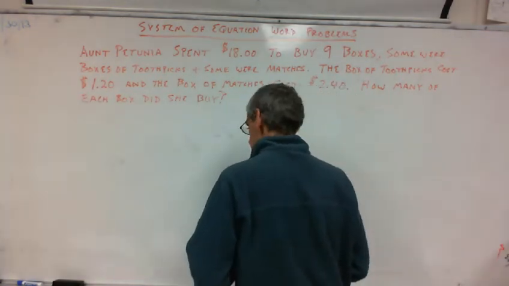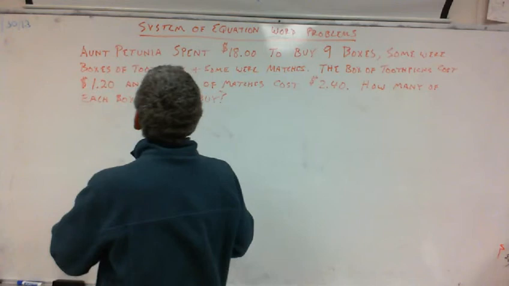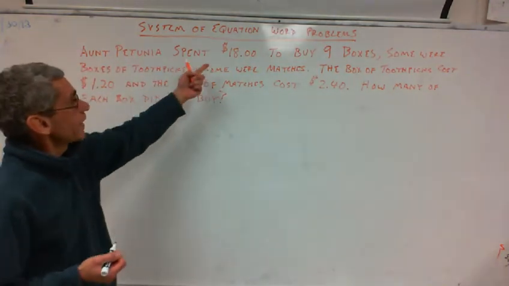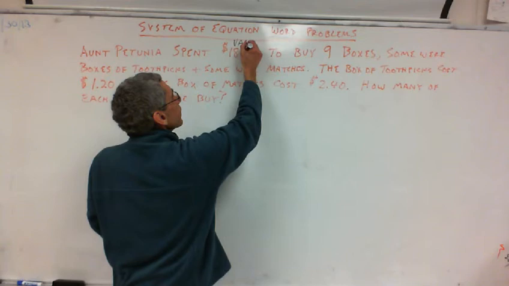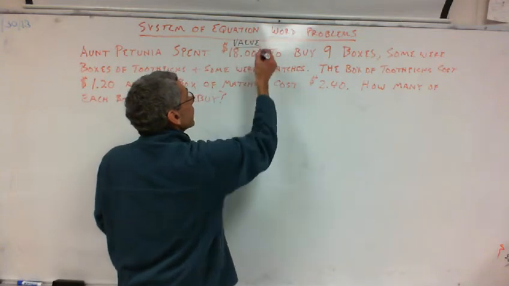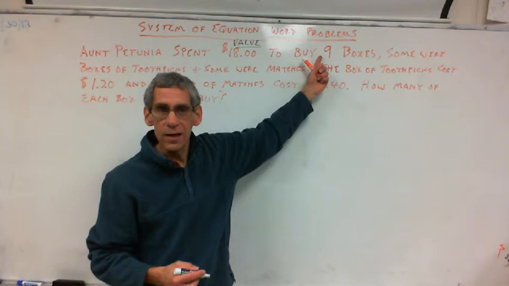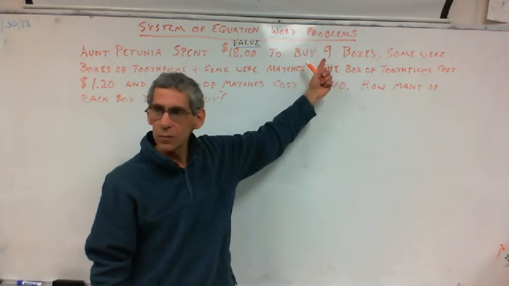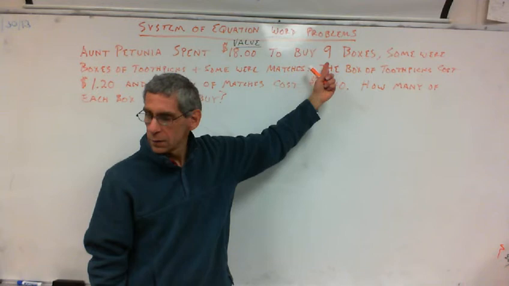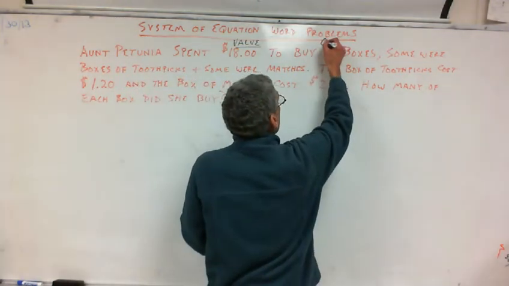If I go through this for a second and look at what they gave me, Aunt Petunia spent $18. Is that a value? Yes, that's a value. That's money, right? To buy 9 boxes. Is 9 a value? 9 is more like a quantity of how many boxes she bought, right? So 9 is quantity.